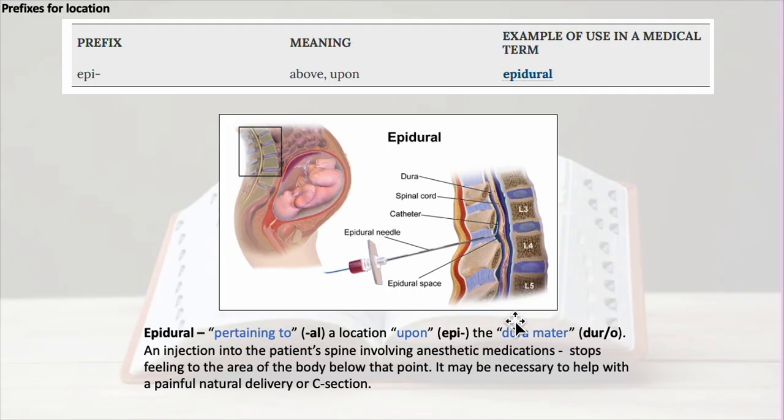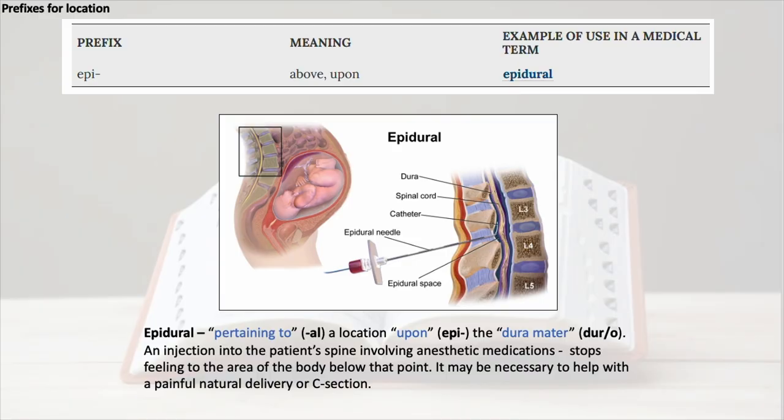Injecting anesthetic medications at a particular level of the spine, in this case between the L3 and L4 vertebrae, will stop feeling to the area of the body below that point. So in this case, it will help the patient to not feel pain during a natural delivery or during a C-section. They would have no feeling in their lower limbs.